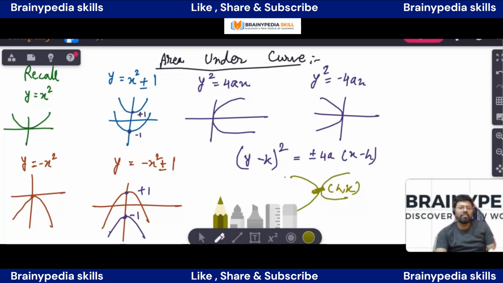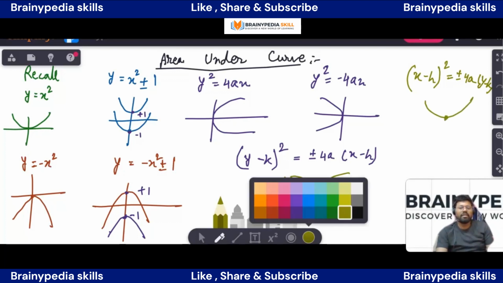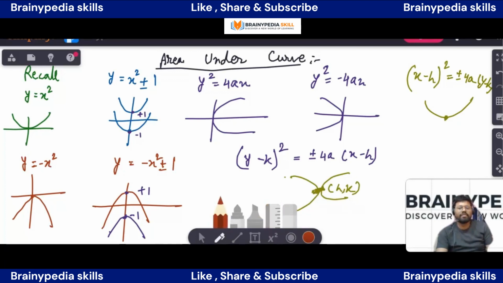In the same manner, suppose I have taken x minus h whole square equal to plus or minus 4a times y minus k. So this thing I have taken. So at h comma k, if it is plus, it would be open upward. Okay. If it is minus, so the vertex is same, open downward. Okay. This part you should remember. Clear? Understood. So these are the basic things that I am just revising or recapping for you guys. That's it.